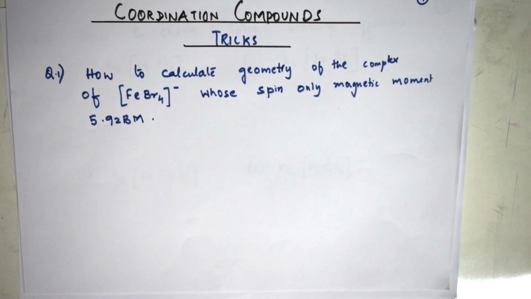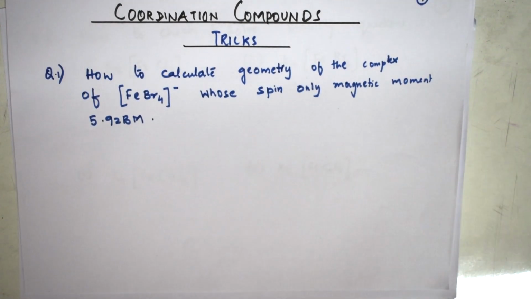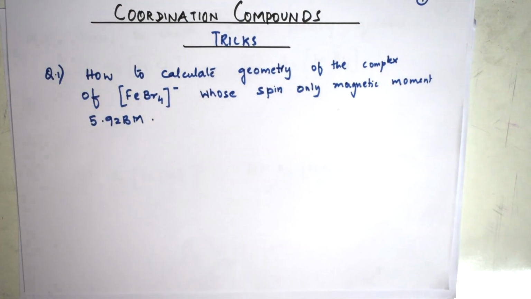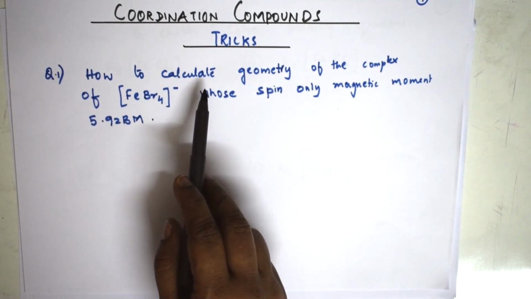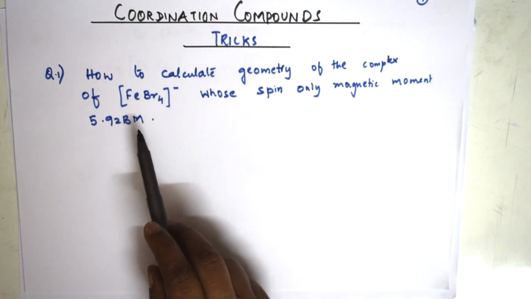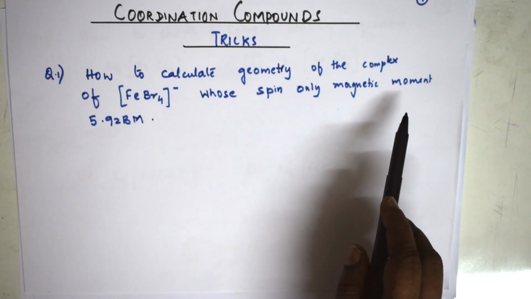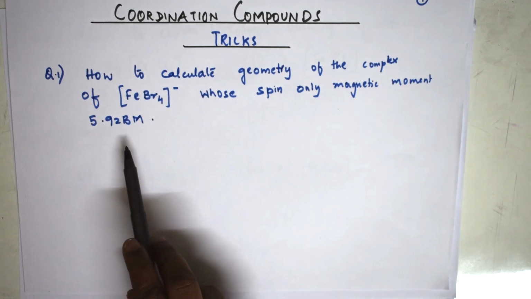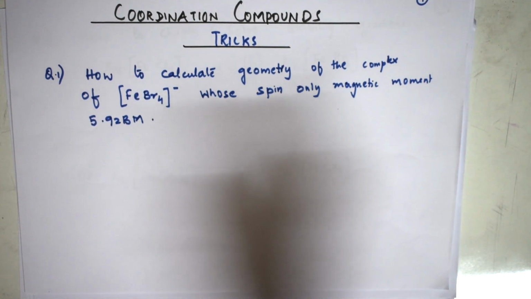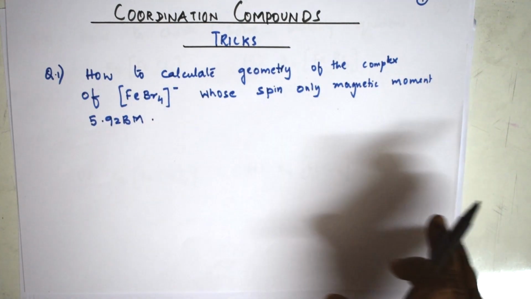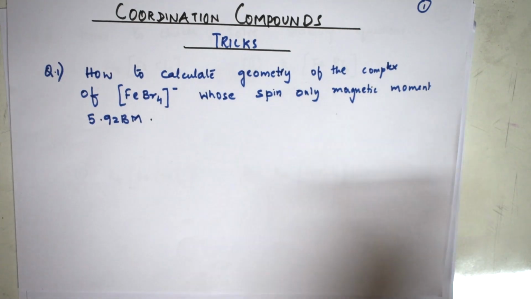So when I read the first question, we know they'll be asking a question on geometry, isn't it? Let's see how to solve this. Here they have given: how to calculate the geometry of the complex FeBr4 minus, whose spin only magnetic moment is 5.92 Bohr magneton. This is what is given. I'm not taking the multiple choice question here. I'm going to teach you the trick to calculate the geometry.